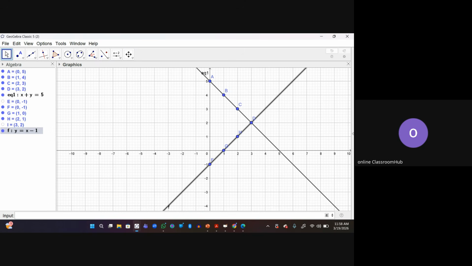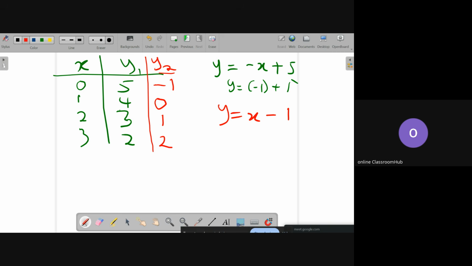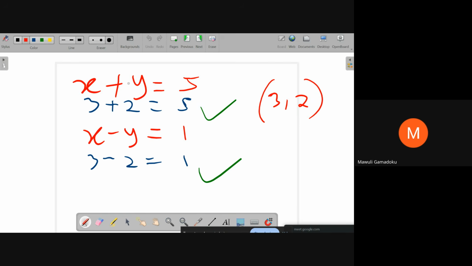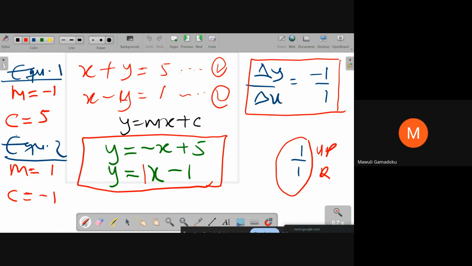Yeah, so these are two ways you can use the graphical method to find the solution of two simultaneous equations. It's either you are using the gradient approach, where you convert the equation to slope-intercept form like this. Slope-intercept form, y is equal to mx plus c. Get your m.